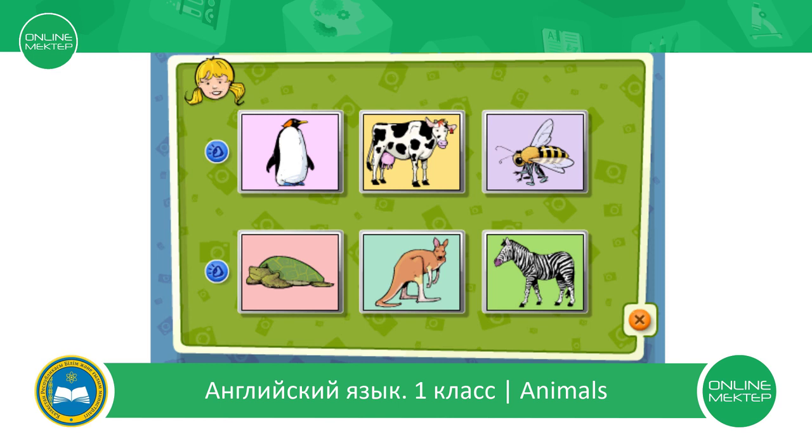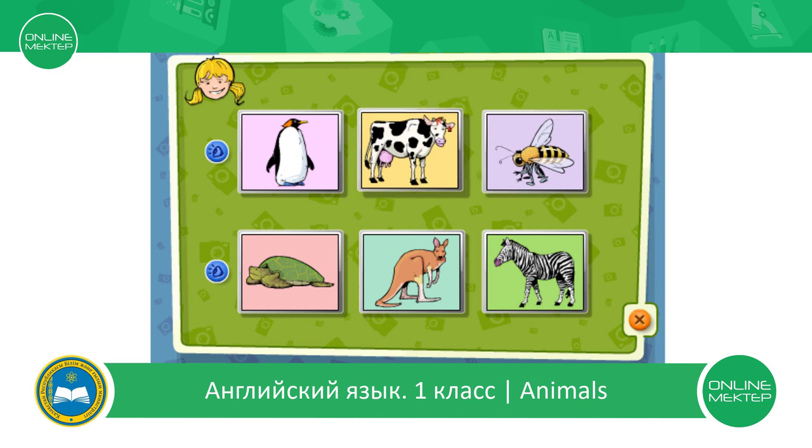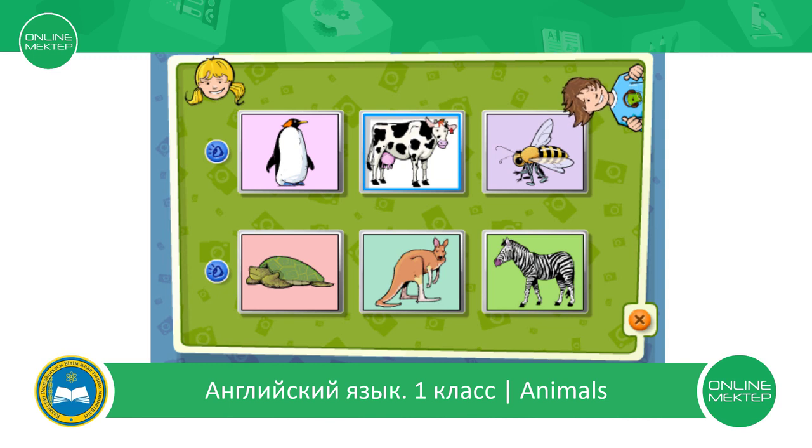Прослушай и выбери соответствующий рисунок. Number 1. This is a cow. Can you see a picture of a cow? This one. Wow, this is a bee. Where's the cow? Oh, here's the cow. Right, it's a cow. It says moo. Next. Have a look at this turtle. Can you see a picture of a turtle? Yes. You're right. This is a turtle.